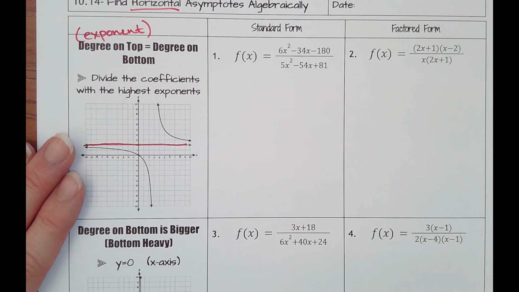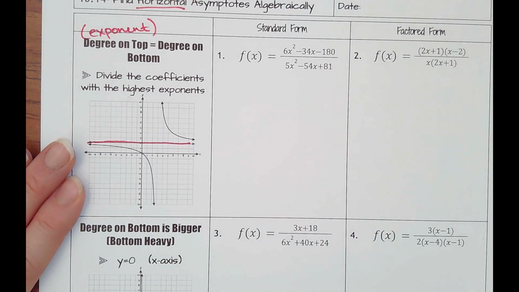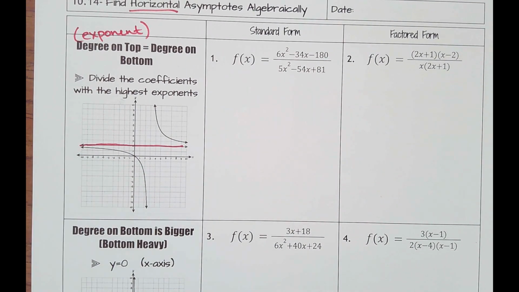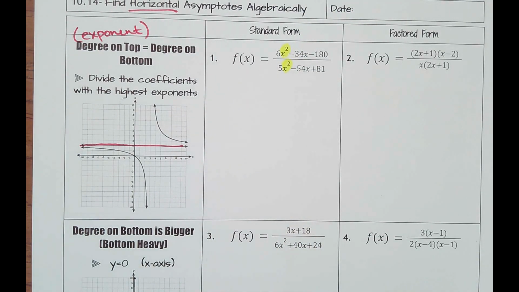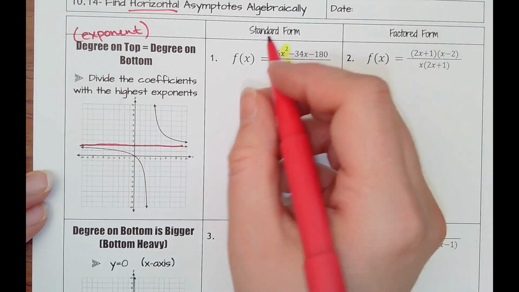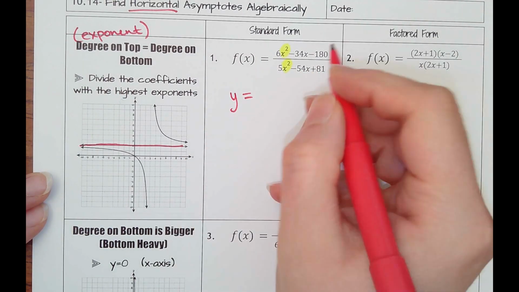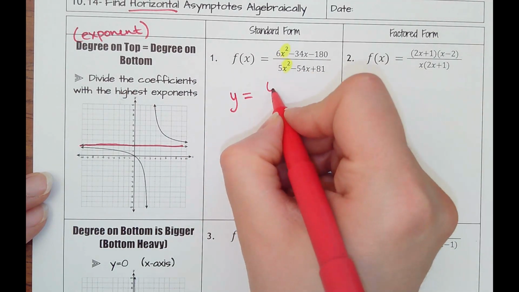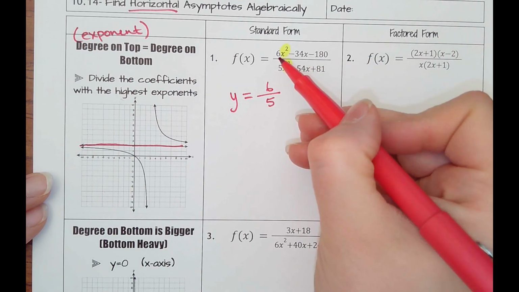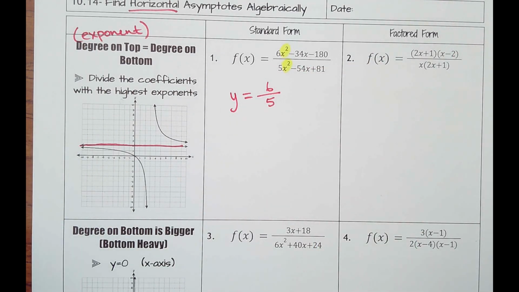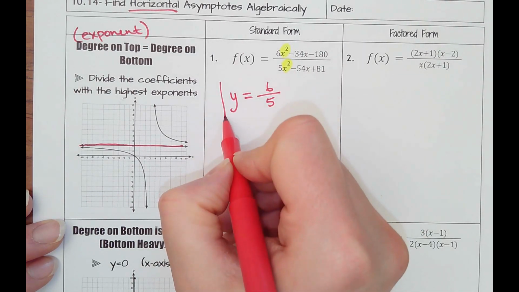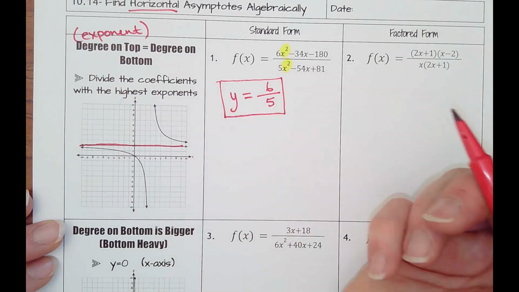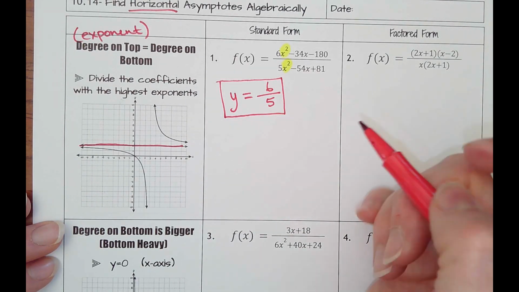So what you're going to do is make sure that you find the highest exponent on the top and the bottom. So I see x squared and I see x squared. They match. So my rule is to set y equal to, I'm going to divide those coefficients or those numbers, 6/5. Can't be simplified, can't divide, so that's it. This graph would have a horizontal asymptote at y equals 6/5. That is in standard form.